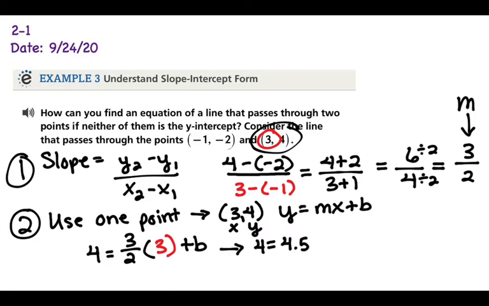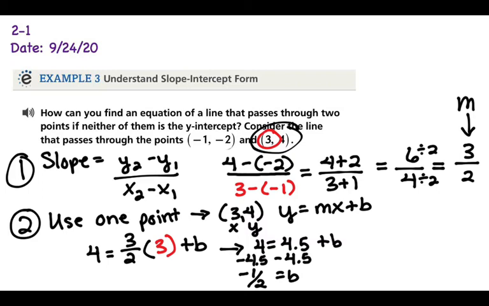And we can actually change that to 4.5 in this situation. Using a decimal is a little easier when you're subtracting to get b by itself. So we're going to subtract our 4.5 from the left-hand side, and you get -0.5. So now at this point we can convert it back to a fraction. So -0.5 is a half, so -1/2.